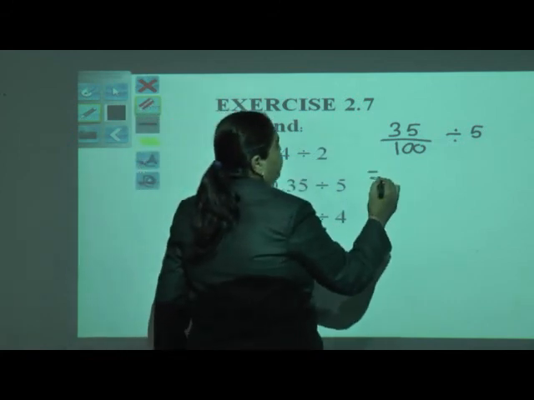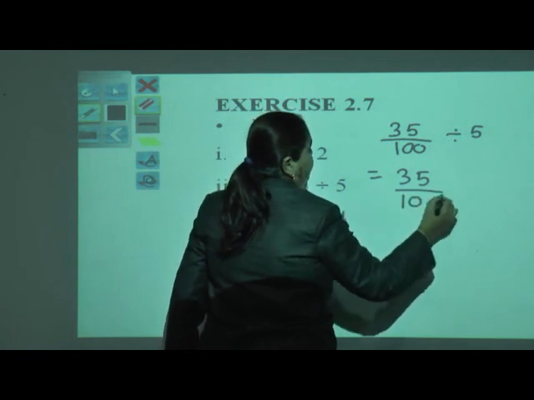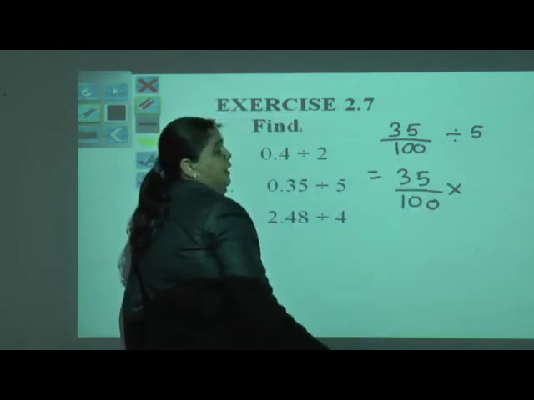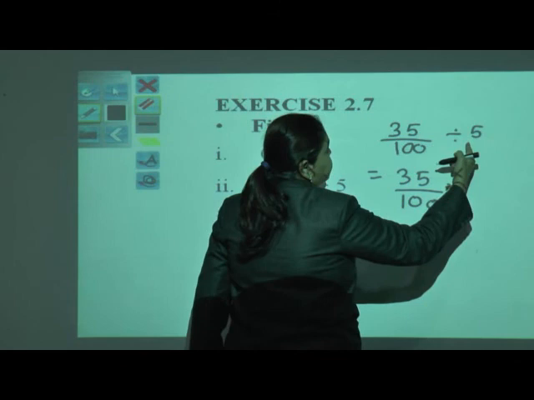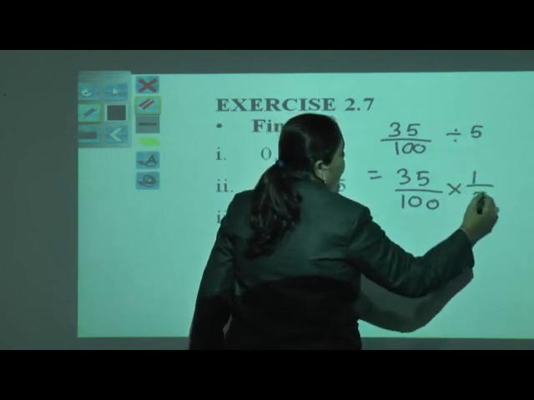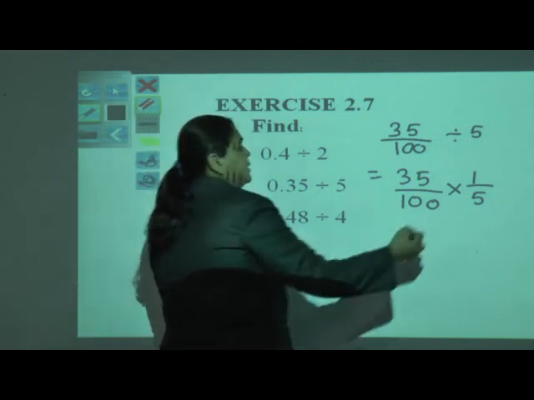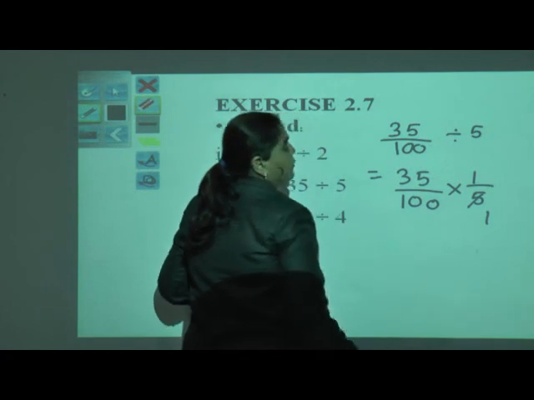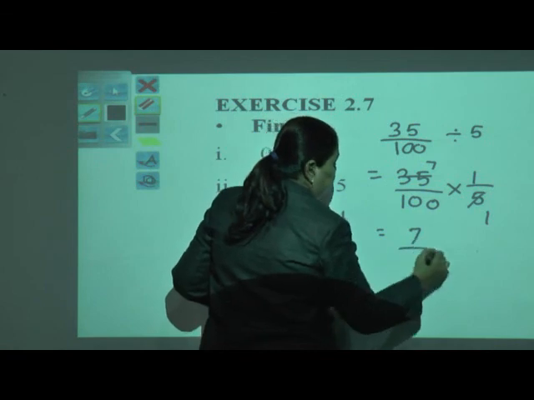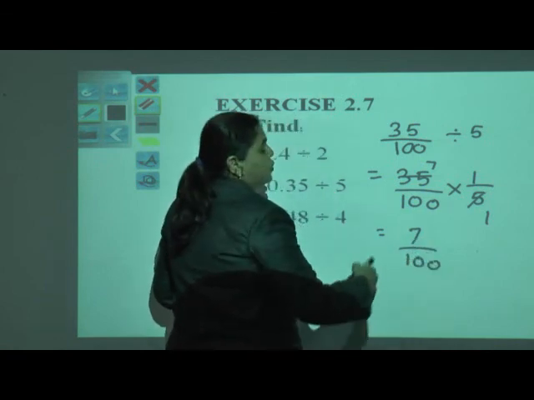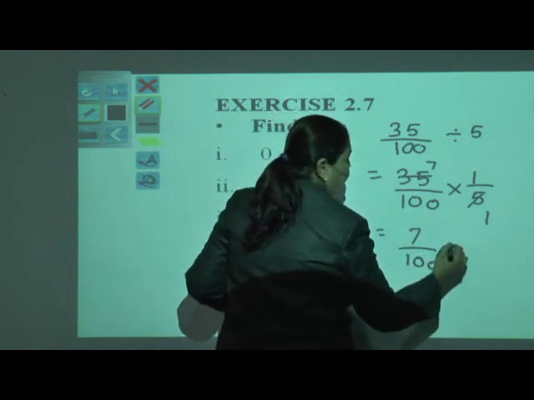The next step, as I already told you, is that after the division sign we make it multiplication and write its reciprocal. We can say it's the inverse, or up and down. Nothing there means it is 1, so we write 1 upon 5. If it is possible to reduce, we have to reduce, so it is reducible. 5 ones are 5, and 5 sevens are 35. So what will be here? 7 upon 100. This is given in fraction form, and we have to write it in the form of a decimal.